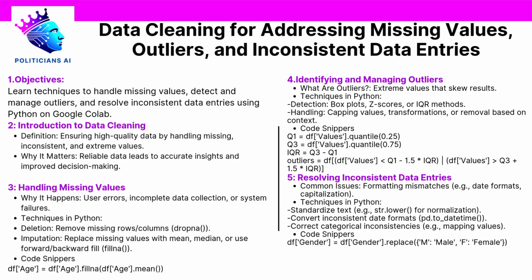To summarize, today we covered three critical aspects of data cleaning. 1. For missing values, we learned about deletion and imputation techniques like mean or median replacement. 2. For outliers, we explored detection methods using box plots, z-scores, and IQR, and discussed handling them with capping, transformation, or removal. 3. For inconsistent entries, we saw how Python can standardize text, date formats, and categorical data.